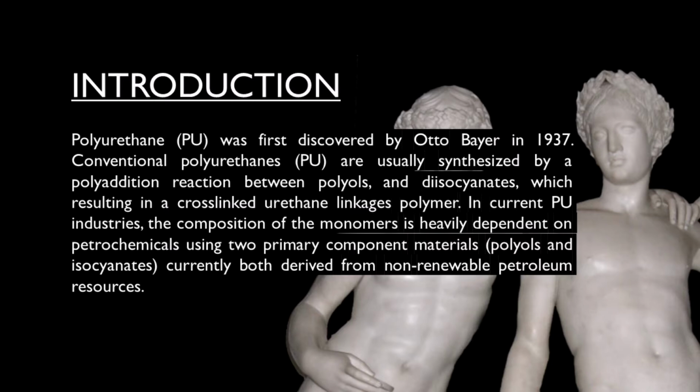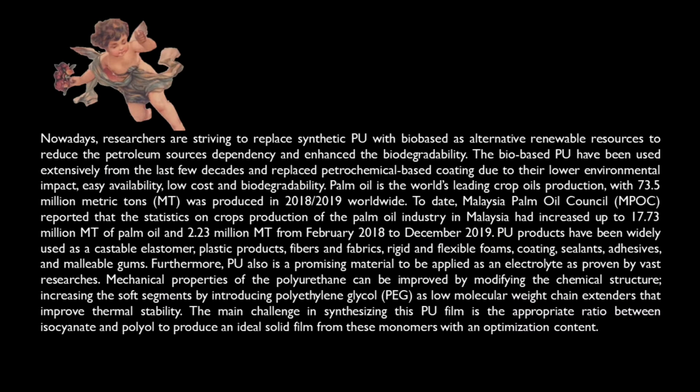Conventional polyurethane is usually synthesized by a polyaddition reaction between polyols and diisocyanates, resulting in a cross-linked urethane linkage polymer. Nowadays, researchers are striving to replace synthetic polyurethane with bio-based alternative renewable resources. This is to reduce petroleum dependency and enhance biodegradability. So, palm oil was used.